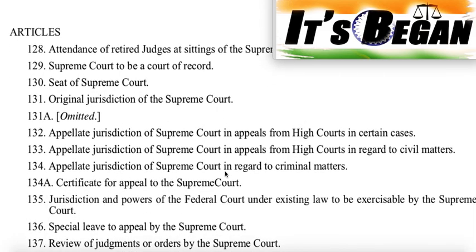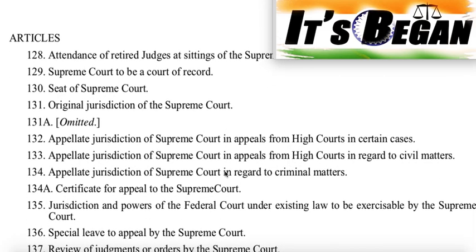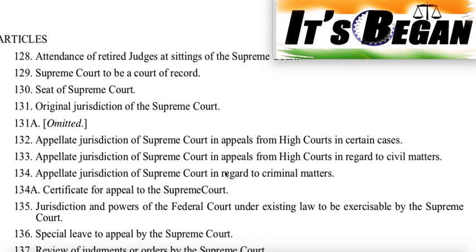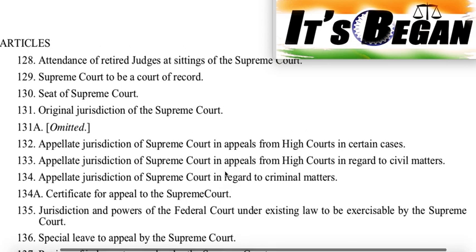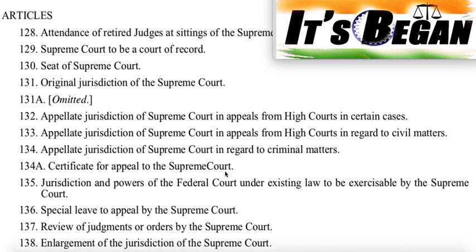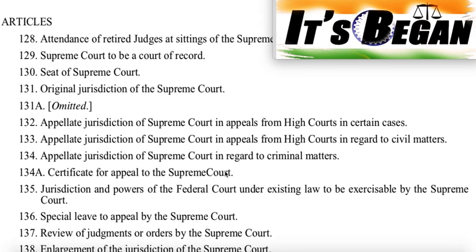Article 135 Jurisdiction and powers of the Federal Court under existing law to be exercisable by the Supreme Court. Sorry for the word, exercisable by the Supreme Court. Article 136 Special leave to appeal by the Supreme Court. Article 137 Review of judgments or orders by the Supreme Court.